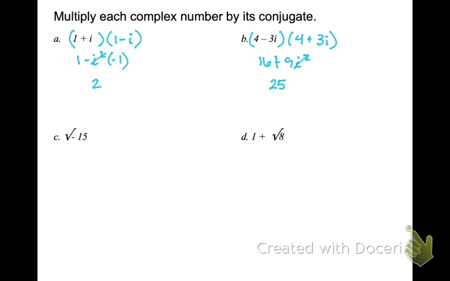Okay, now what is the conjugate of the square root of negative 15? There's a plus out here, yes? So it would be minus the square root of negative 15. One is a plus, one is a minus. What's the conjugate of 1 plus the square root of 8?